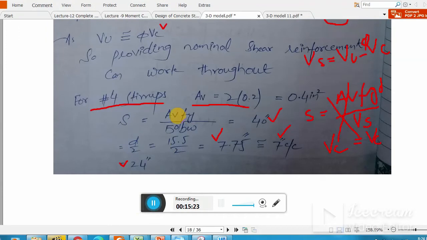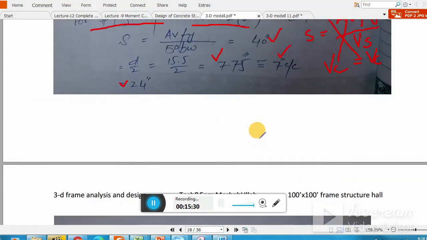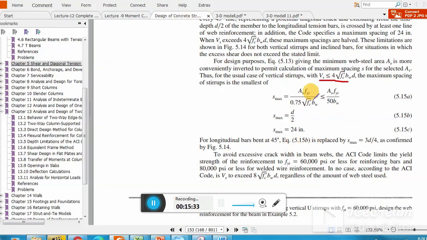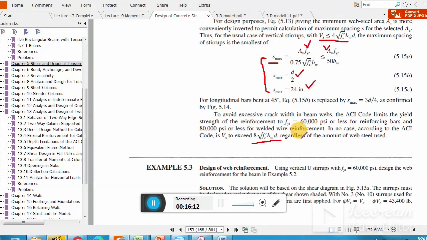So this is basically the shear design, and how the stirrups are provided. And one thing I want to share with you here, this is the Nelson book. You see, when Vs is less than or equal to 4 √fc' bw d, then your S max will be calculated from these formulas. Of these, you have to select the minimum one, and S max will be d by 2 and 24 inch. But remember, when your Vs is greater than this and less than 8 √fc' bw d, then you have to use d by 4 and 12 inch. And if your Vs exceeds 8 √fc' bw d, then you have to revise your design. So that is the way.